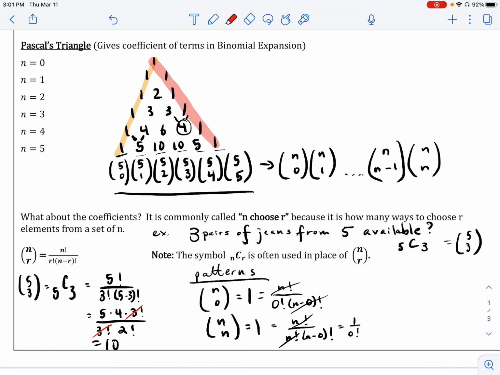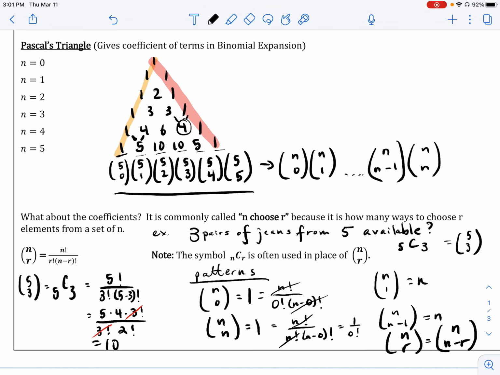So that would explain why the last terms in every row are always going to be equal to 1. And then a few others: n choose 1 is equal to n choose n minus 1, which is equal to n, and then finally n choose any r is just going to be equal to the same thing as n choose n minus r. So I encourage you to stop for a second and think about why these are the case. Do the expansions if you need to.